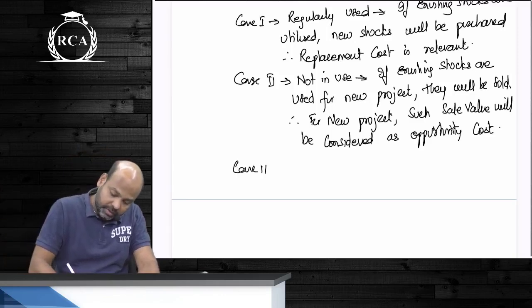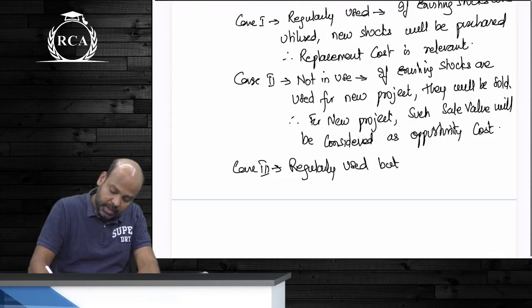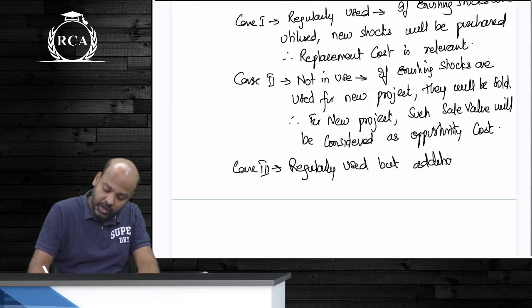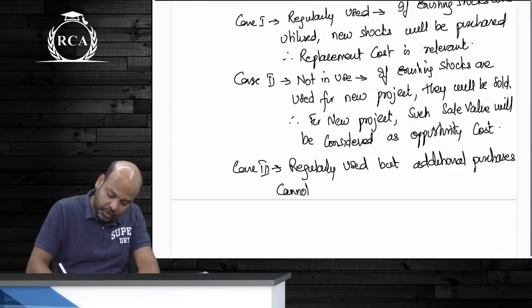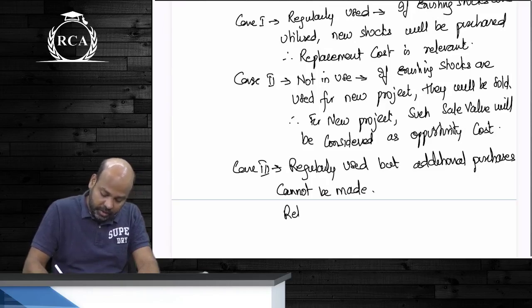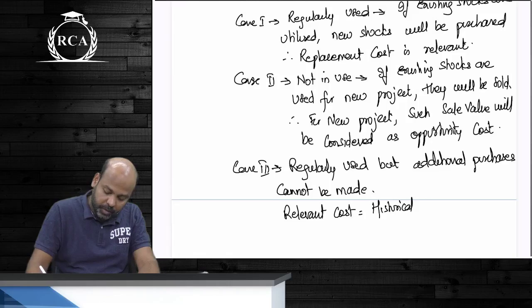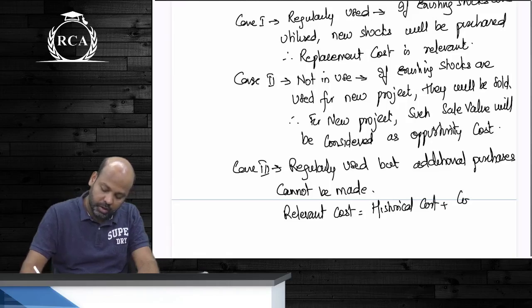Case 3: regularly used, but additional purchases cannot be made. If additional purchases cannot be made, what should you do? Relevant cost would be historical cost plus contribution foregone. Are you getting the point?